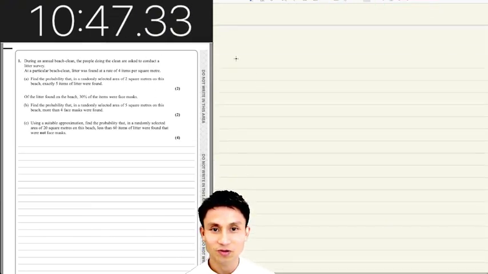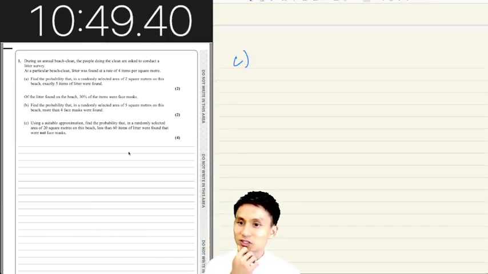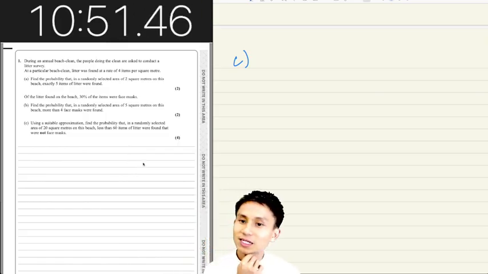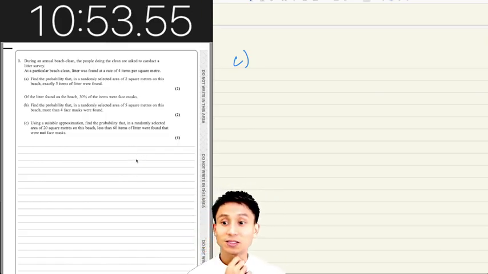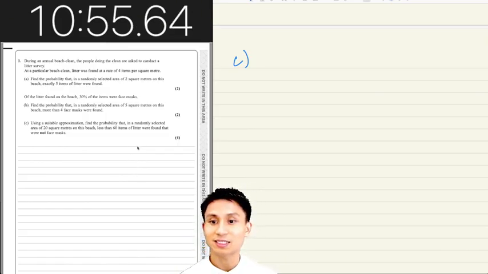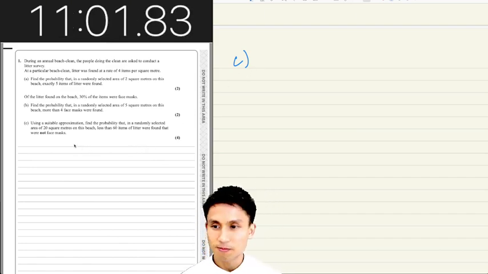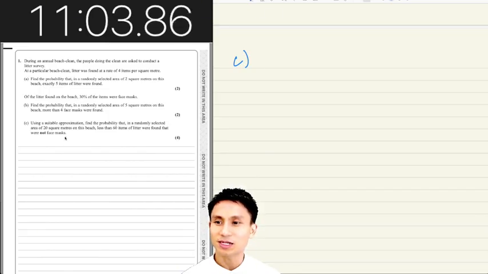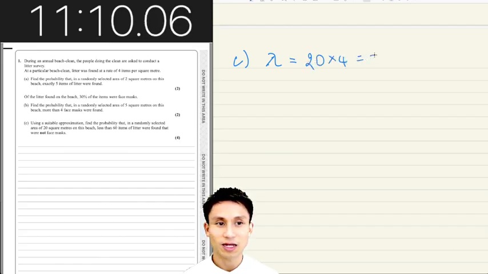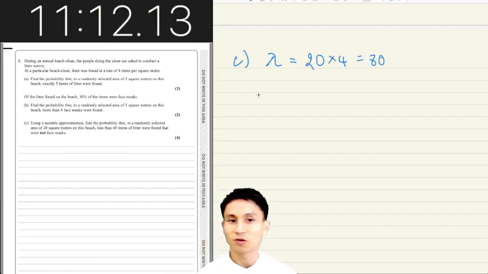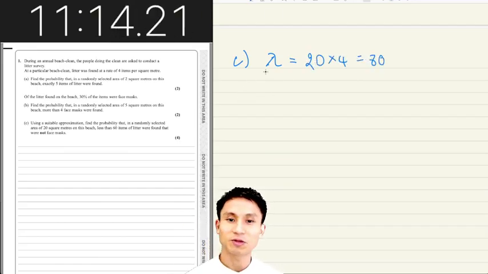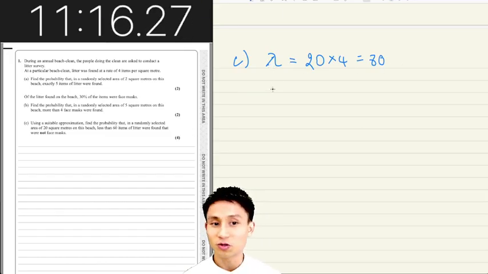All right, so part C. Using a suitable approximation, find the probability that in a randomly selected area of 20 square meters on this beach, less than 60 items of litter were found that were not face masks. So lambda will now be equal to 20 times 4. That's beyond what the table can offer us, because lambda only goes up to 10.